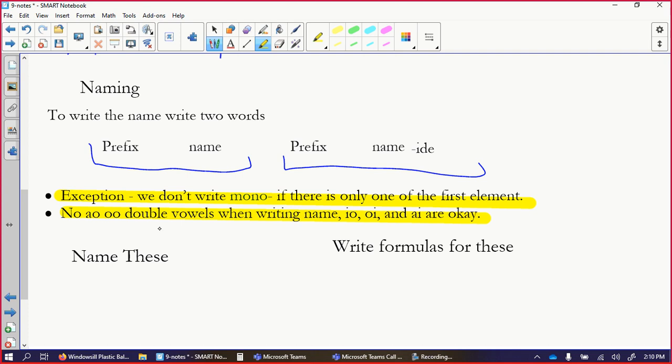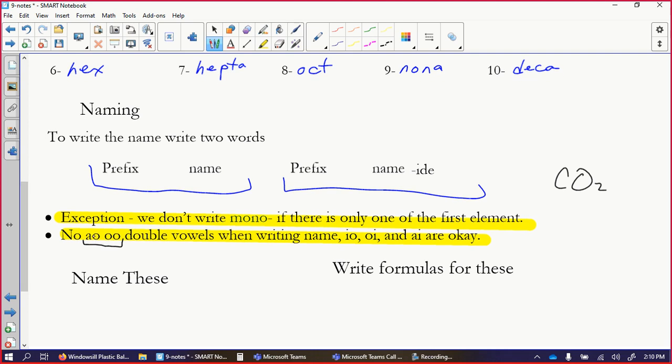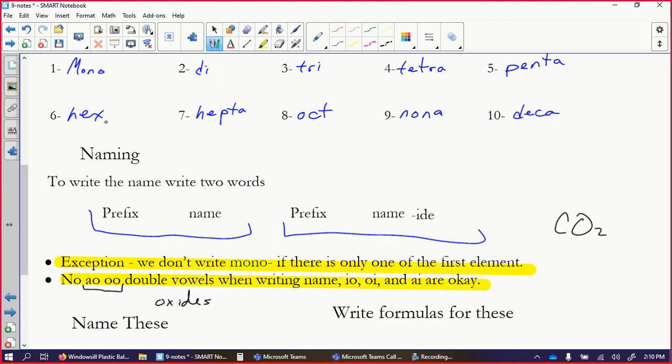If it's the first element and there's only one, there are some exceptions, but you generally don't say the name of the first. So like carbon dioxide is CO2. You don't call it monocarbon dioxide. It's just carbon dioxide and carbon monoxide. The other one that's more specific is AO and OO. So the second letter being O, these are generally going to be oxides. So you're not going to have, oh, sorry, I forgot an A there.